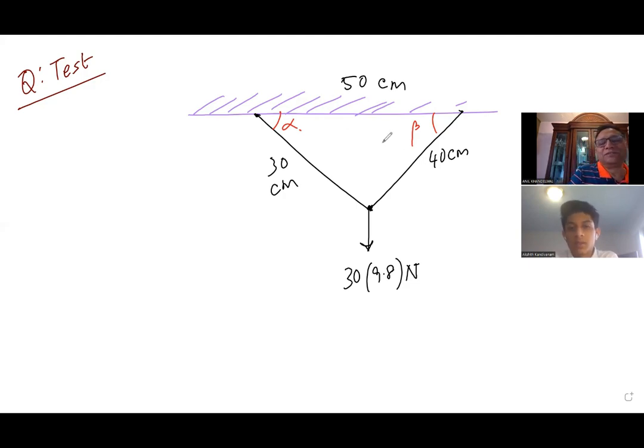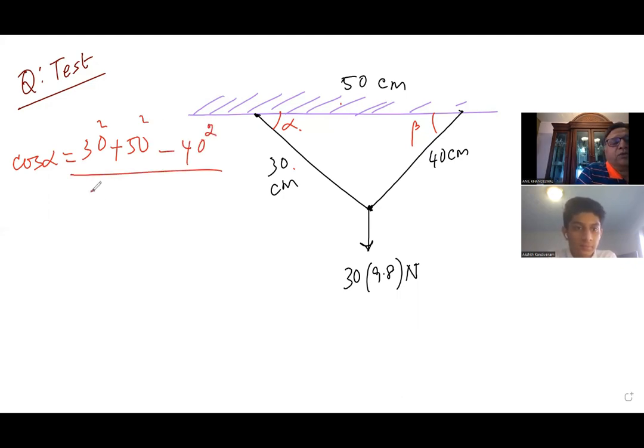Do you see that? So we can directly jump into it in this case. So that is the whole idea. So in such questions, we can say what cos alpha is. So cos alpha is these two sides, which is 30 square plus 50 square minus 40 square, divided by 2 times 30 times 50. Is it okay?